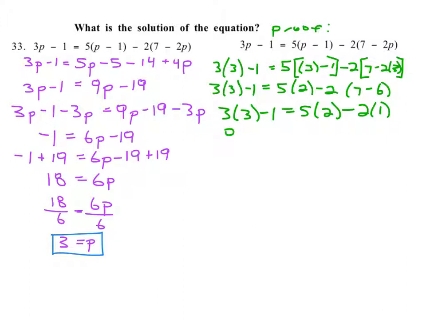Now I can do the multiplication. 3 times 3, 9 minus 1 equals 5 times 2, 10 minus 2 times 1, 2. 9 minus 1 is 8. 10 minus 2 is also 8. And good to go.